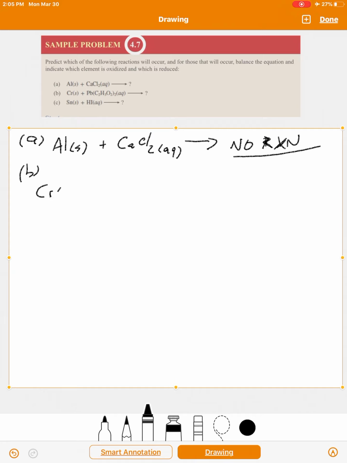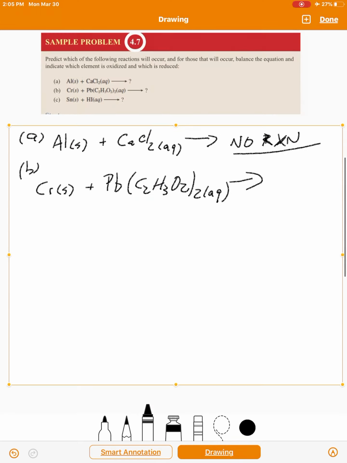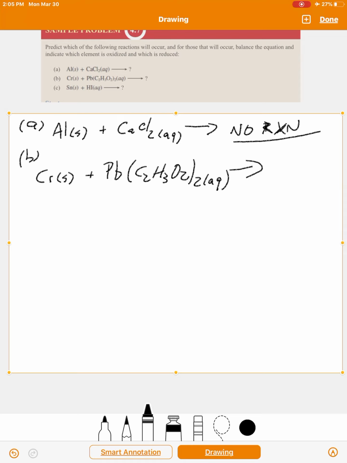B is chromium plus lead acetate. All right, so let's take a look. Chromium is the neutral one. Is it higher up? Chromium, okay, chromium is higher. Chromium's right around in the middle, just above iron. And then lead is just above hydrogen, closer down to the bottom. So chromium is more easily oxidized than lead, and it therefore can react.